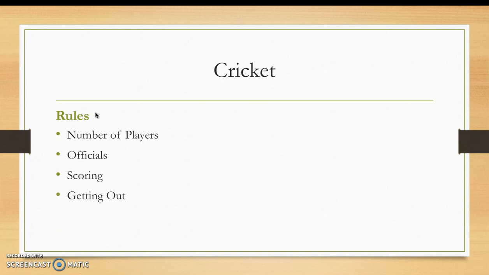Getting out. In cricket, you can get out in various ways. The first way is getting clean bowled by the bowler from a legal delivery. This is when the ball is bowled, the batsman misses it and it hits the stumps. Either bail must come off this to stand as a wicket.